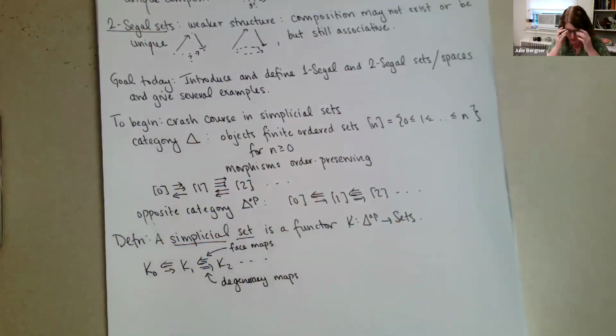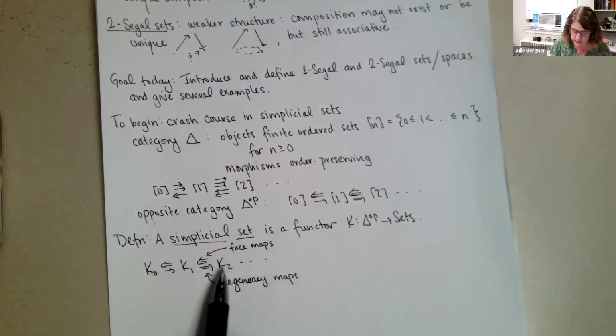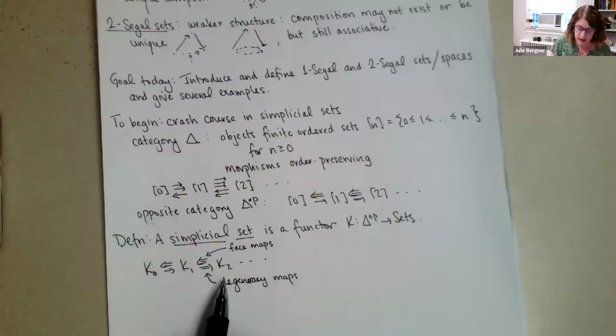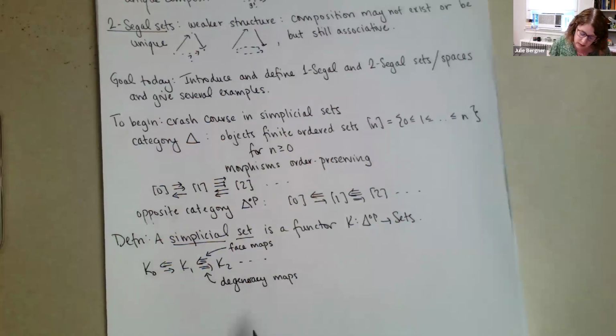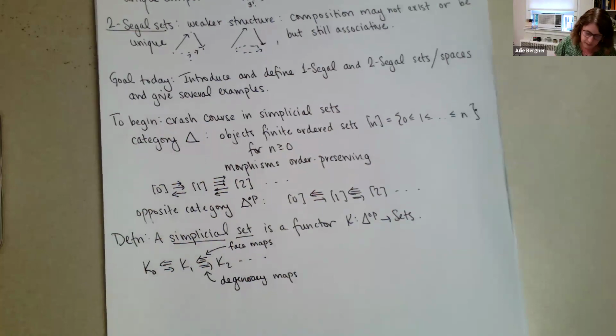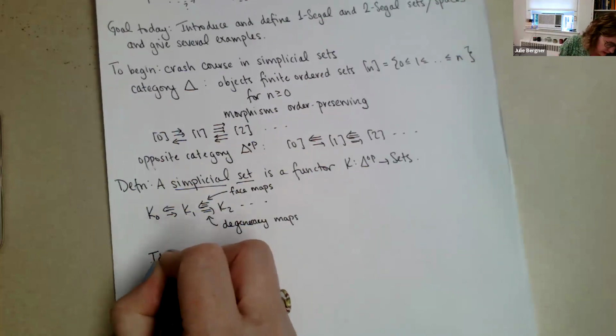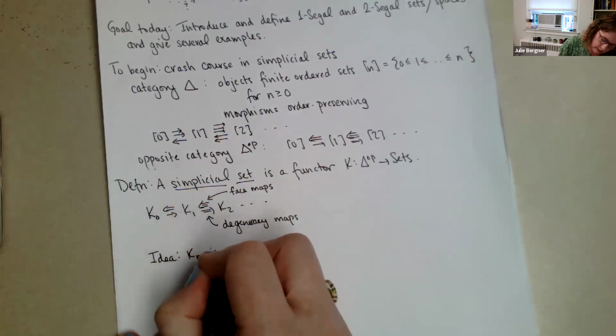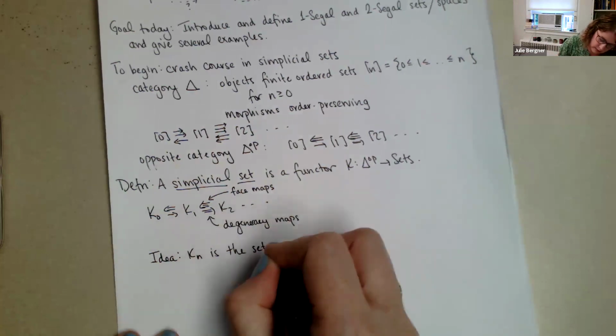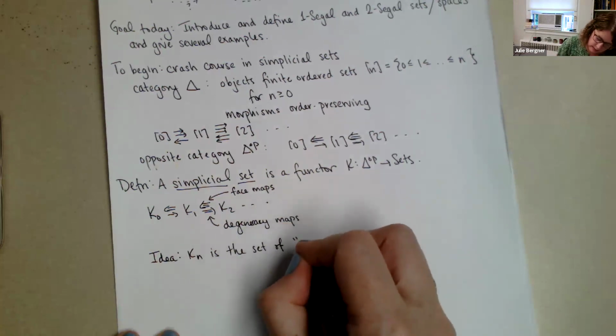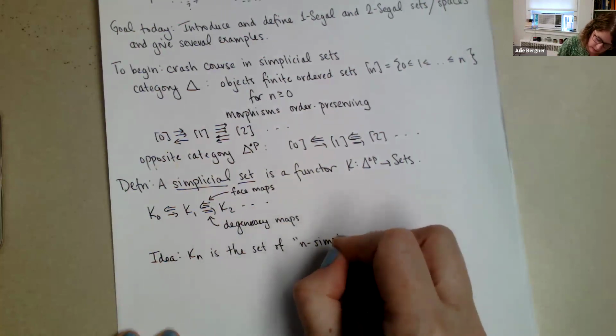And if these are not familiar to you, but you know about simplicial complexes, what's happening here is you're thinking of the elements of Kn as being an n simplex, and then you're just picking off the n-1 dimensional faces. So I'll even write a little bit of that down. So the idea is that Kn is the set of n simplices.